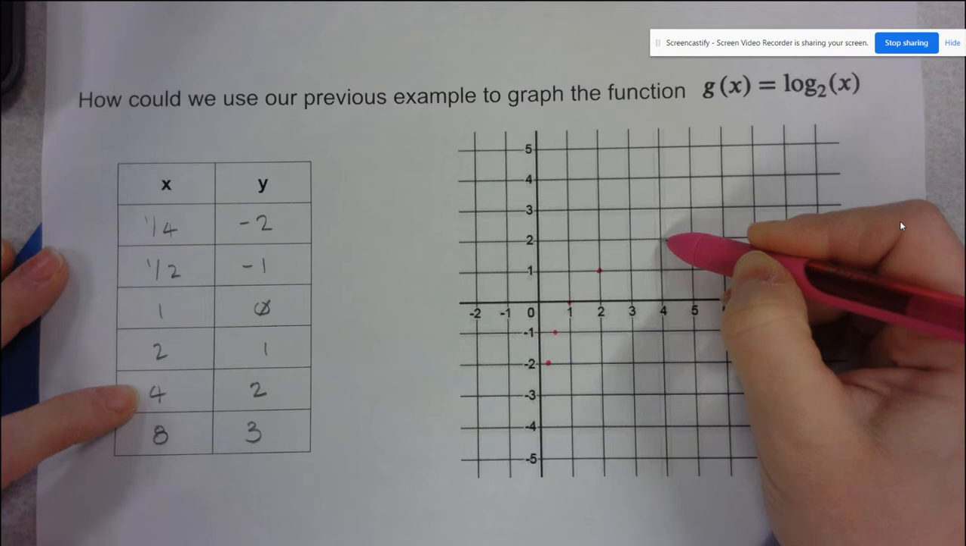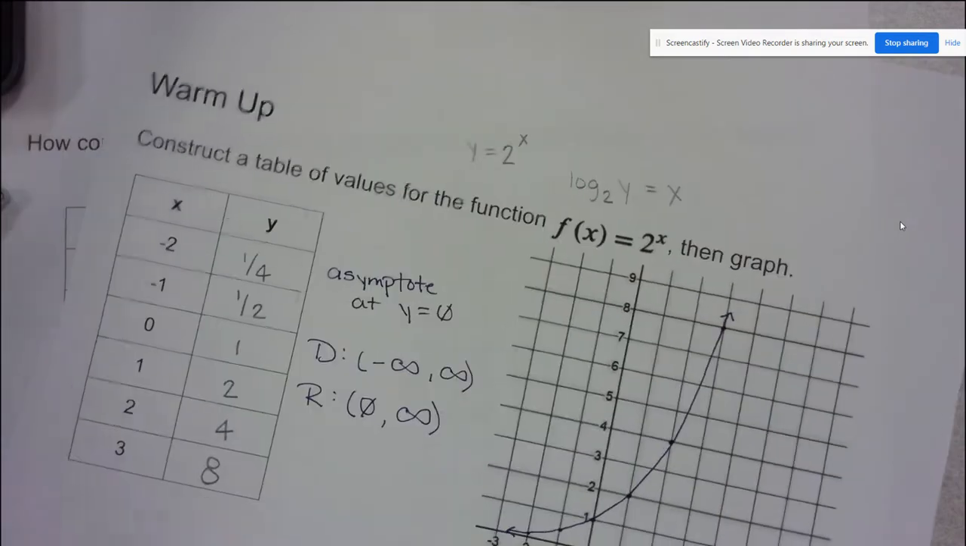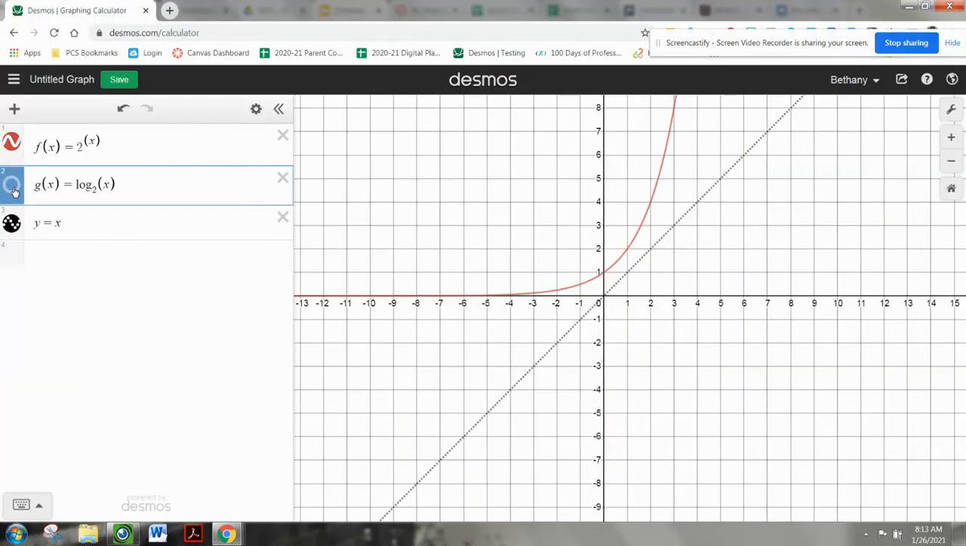And of course the screen froze. So that's one way to graph it, is just inverting the xy table from our exponential function. We could also, I'm going to turn this one off first, reflect my exponential function across the line y equals x, because remember, if it's a reflection over that line, they are inverses of each other. And now when I turn on the log function, you can see that these, the red and the purple, are in fact reflections of each other.